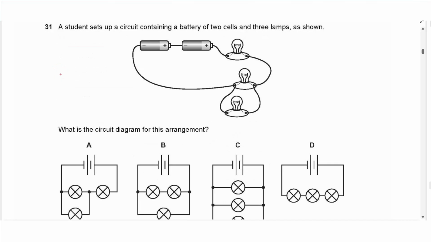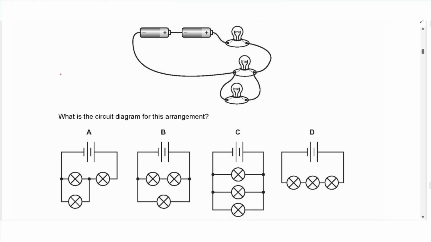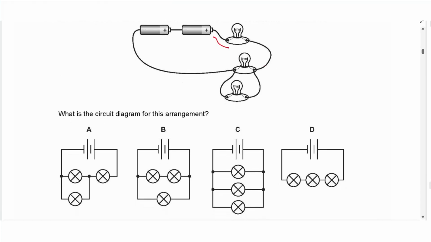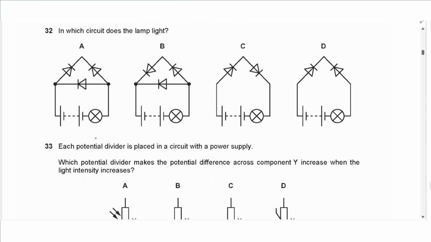Question 31 says a student sets up a circuit containing a battery of 2 cells and 3 lamps as shown. What is the circuit diagram for this arrangement? So we have in series the battery with 1 lamp and then a parallel connection of 2 lamps. So series here and then 2 lamps in parallel, that would be the one. So we choose A. Question 32 says in which circuit does the lamp light?